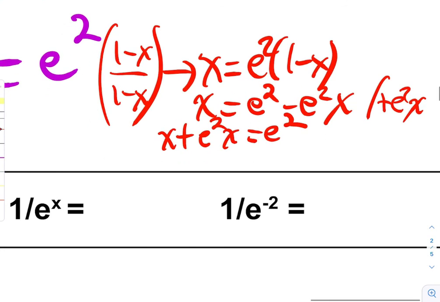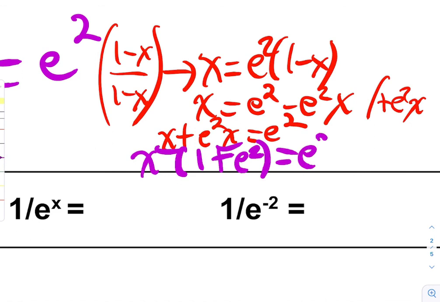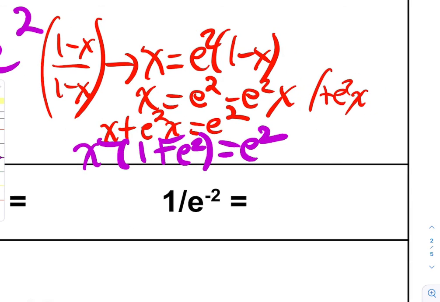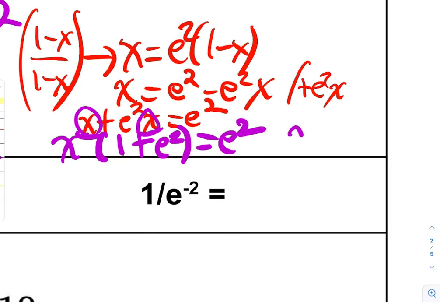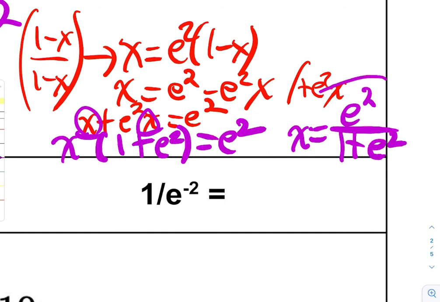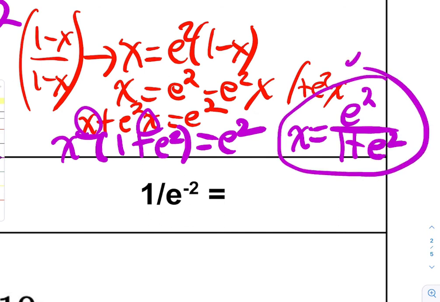Now I need to factor out x. x times the bracket 1 plus e squared equals e squared. Now I can just divide both sides by 1 plus e squared. I'm going to get x equals e squared over 1 plus e squared. Now, I can put that in my calculator and get an approximate value, but that's exact, because e is an exact value. All right, folks, so that is an introduction to ln and the algebra that you can do with ln. In the next short video, I'm going to do the algebra that you can do with e. But the two are interconnected.